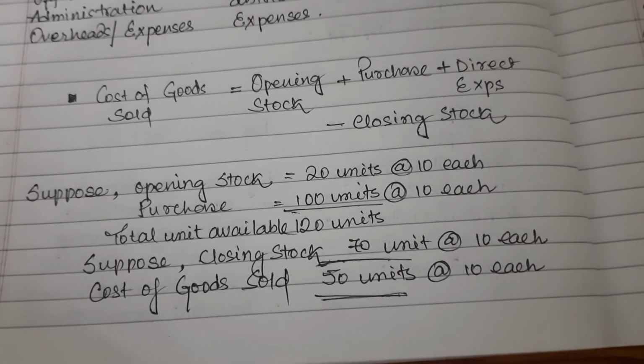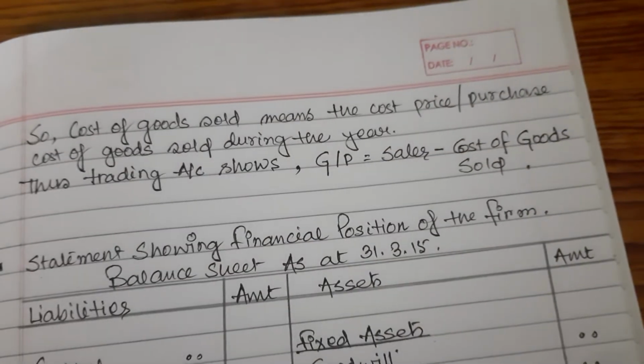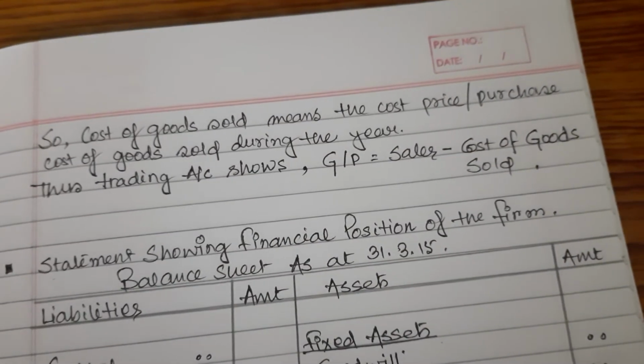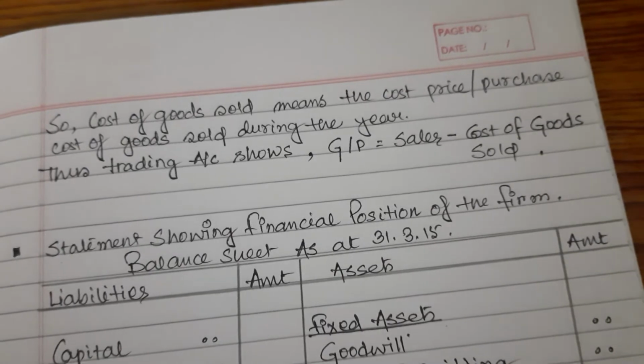That means cost of goods sold means whatever stock you are selling out, the cost price of those goods. So let us explain it in this way also. Cost of goods sold means the cost price or purchase cost of goods sold during the year.